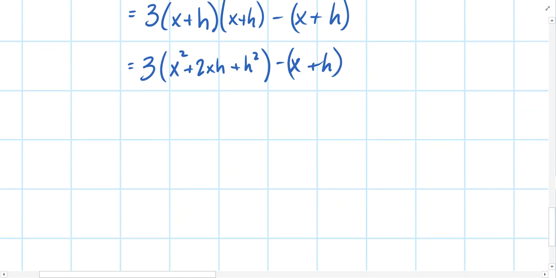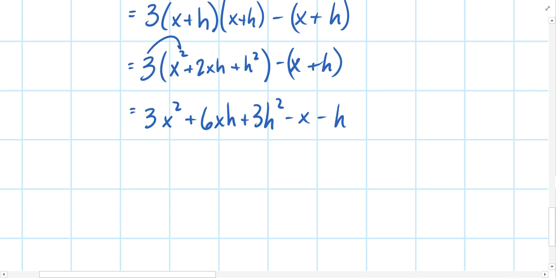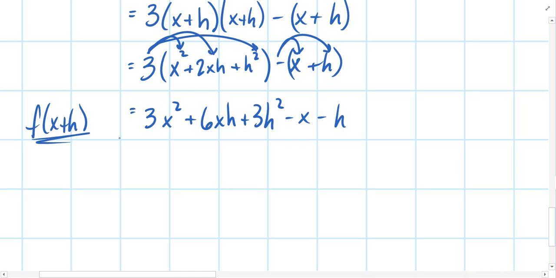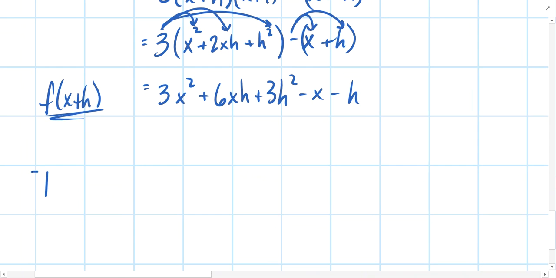At this line I'm going to distribute, and we're left with 3x squared plus 6xh plus 3h squared minus x minus h. Because not only does this 3 distribute into this group, but this minus sign distributes into that group. Okay, so this is what f of x plus h looks like. Now let's simplify the difference quotient.